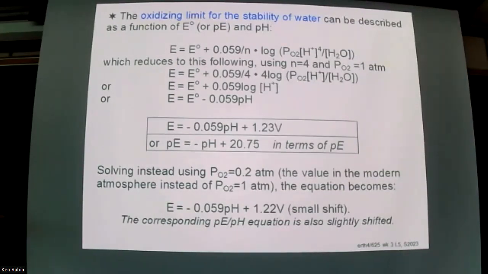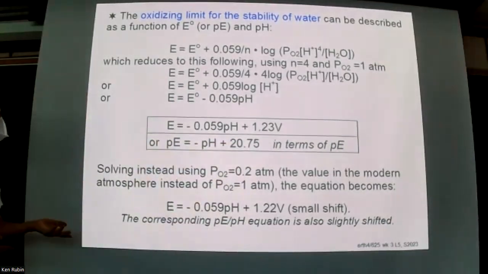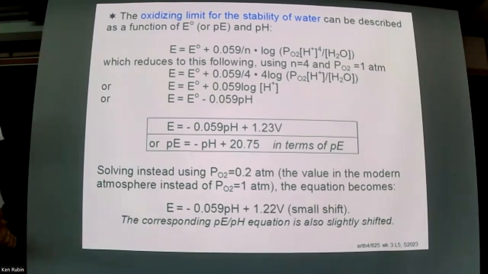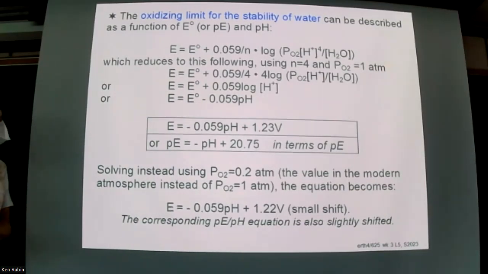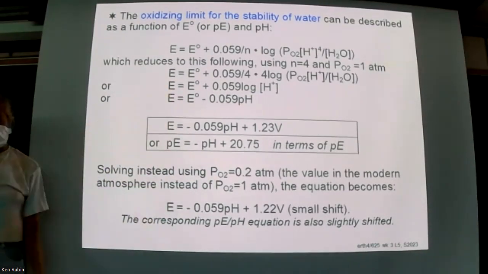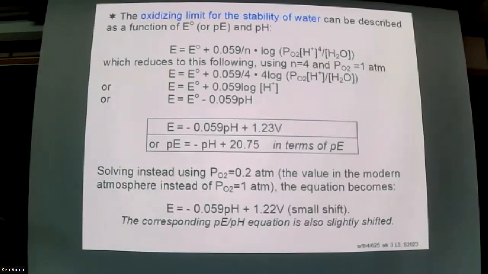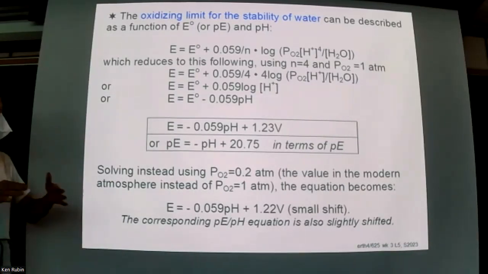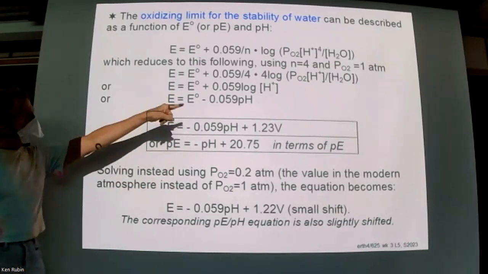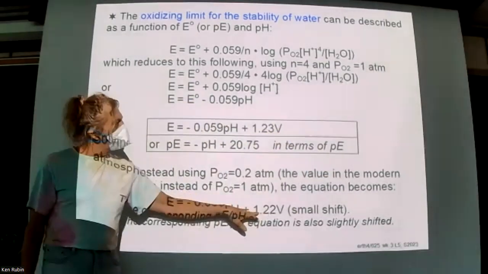It's going to turn out to be the equation of a line, y equals mx plus b, and we're going to see that the other equation that I just gave you for reduction of water to hydrogen does the same thing. There's one little detail down here, which is that when I solve this equation up here, I put in a partial pressure of oxygen in the atmosphere of 1. That would mean 100% of our atmosphere is oxygen, which doesn't happen. We know that it's more like 20%. So I can go back here and redo this whole equation where I put in 0.2 instead of 1, and it only changes this to 1.22 from 1.23.